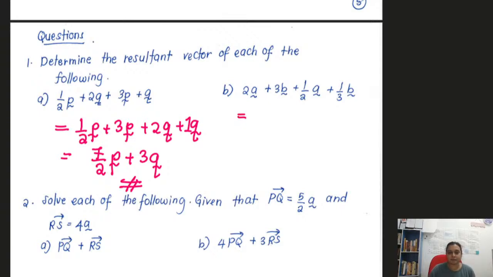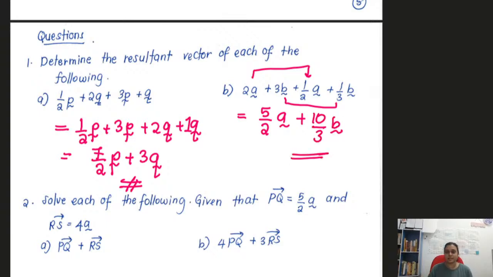Okay, B, take the A plus with the A. So 2A, teacher plus with 1 over 2. 2 tambah 1 per 2. Okay, 5 per 2A. Then the B you plus with the B. 3 tambah 1 per 3 is 10 over 3B. Okay, you should get this answer as well. Okay, dapat jawapan yang ni. Okay, next one.